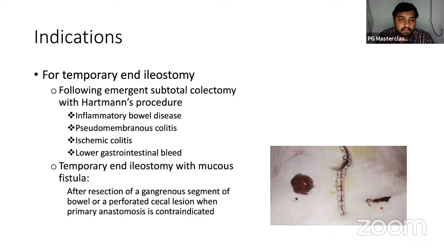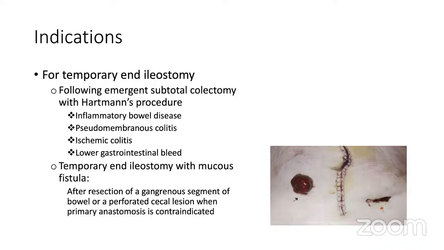to the ileocecal junction. Indications in which emergent subtotal colectomy is done include inflammatory bowel disease, pseudomembranous colitis, ischemic colitis, and lower gastrointestinal bleed in cases of familial adenomatous polyposis, or severe trauma to the colon during blunt injury or crush injury. In inflammatory bowel disease, and in pseudomembranous colitis also, there are chances of acute lower gastrointestinal bleed.